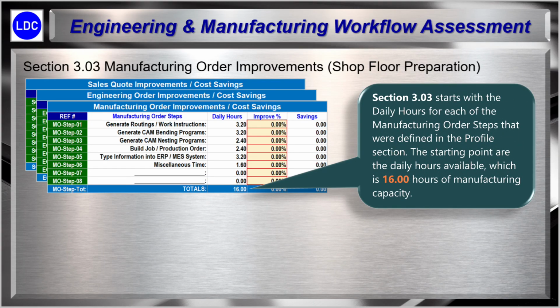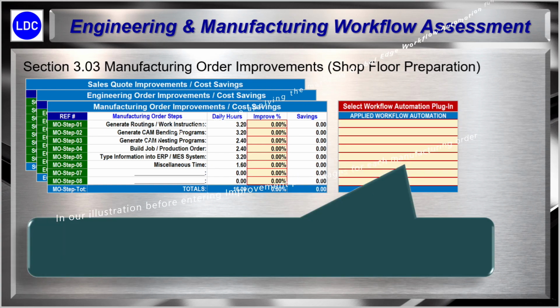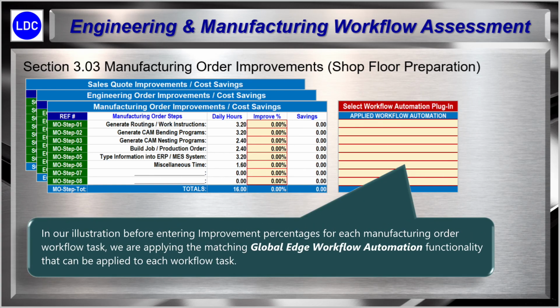Section 3.03 starts with the daily hours for each of the manufacturing order steps that were defined in the profile section. The starting point is the daily hours available, which is 16.00 hours of manufacturing capacity. In our illustration, before entering improvement percentages for each manufacturing order workflow task, we are applying the matching Global Edge workflow automation functionality that can be applied to each workflow task.